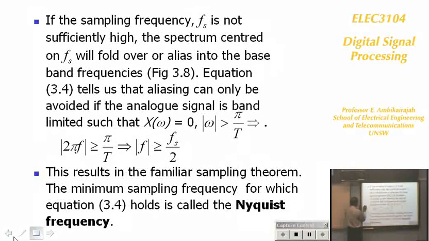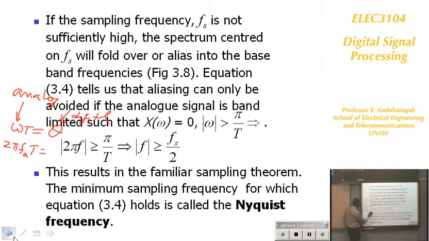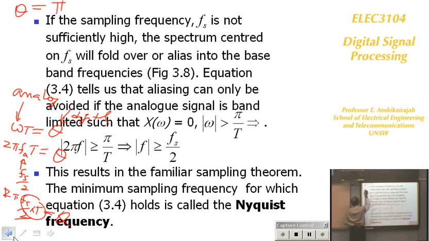Two things you have to remember. First, this is the formula we use: omega T is equal to theta. That's the digital frequency; omega is analog and theta is digital. You can say 2 pi f, the analog frequency, times T equals theta. If your analog frequency is Fs over 2, then 2 pi Fs over 2 times T equals theta. The 2 and 2 cancel out, and T and Fs cancel out because Fs is 1 over T. So theta becomes pi. That means theta equal to pi corresponds to an analog frequency of Fs over 2.